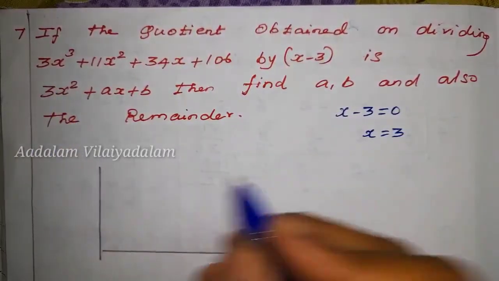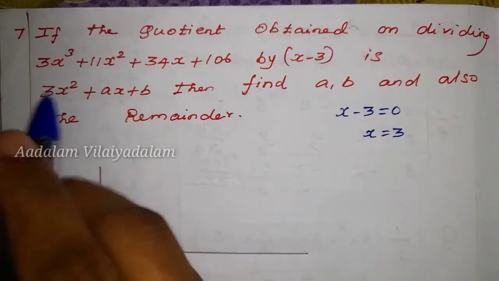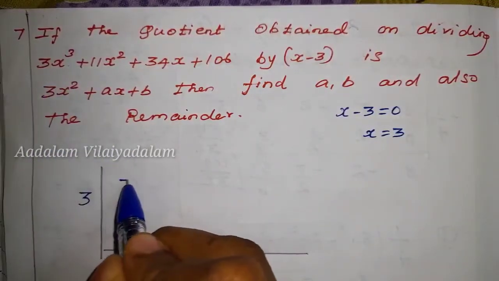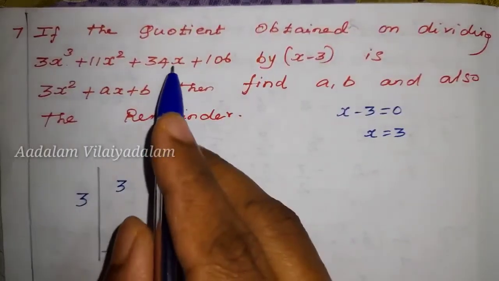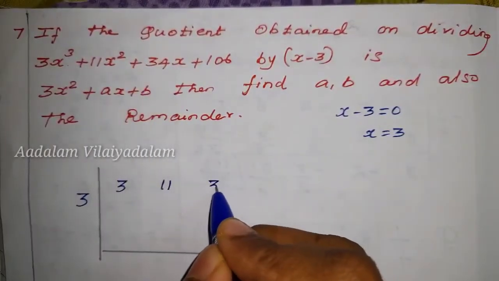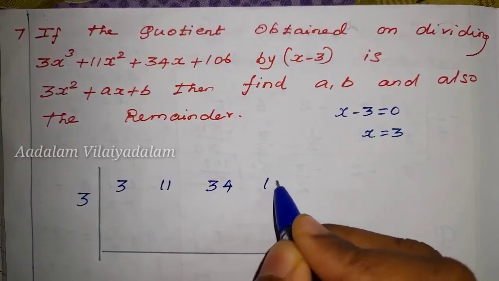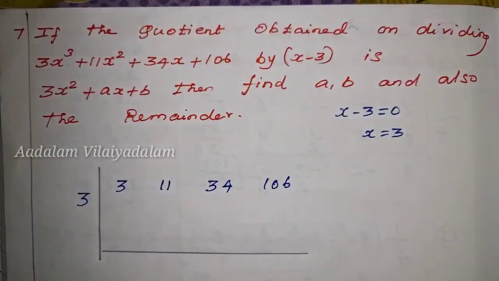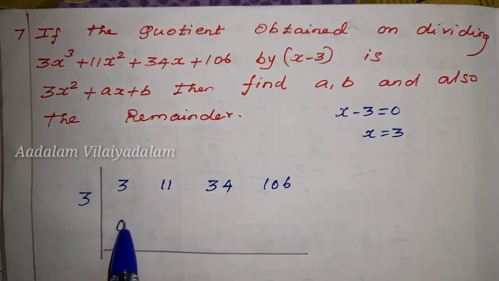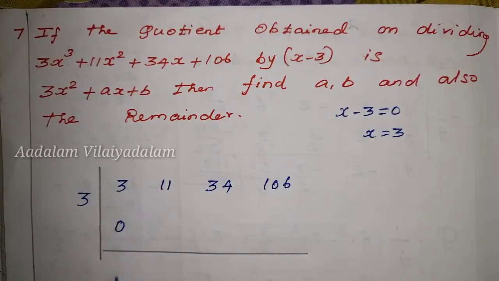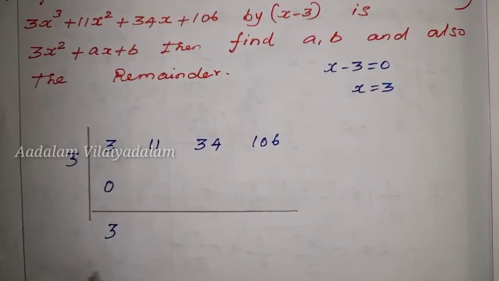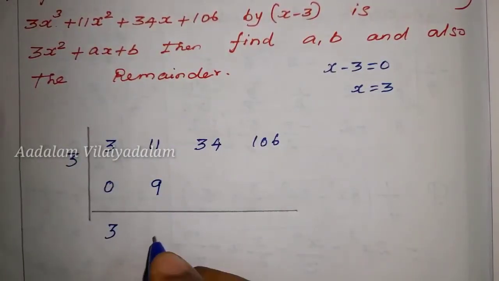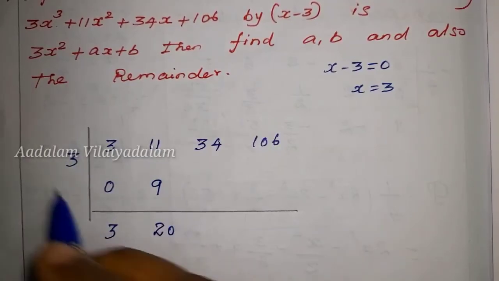So now write the coefficients here. Coefficient of x cube is 3. Coefficient of x square 11. Coefficient of x 34. And write the constant term 106. So first put 0 here. Add the term 3 plus 0. The answer is 3. Now multiply. 3 3s are 9. So 11 plus 9. The answer is 20.